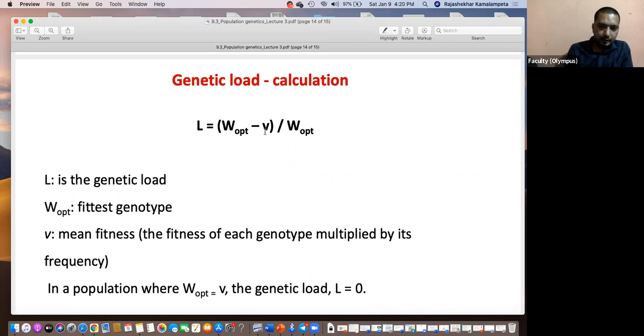And V, or mu, refers to the mean fitness, the average fitness of the population. So this is average fitness, this is optimal fitness. Optimal fitness minus average fitness, divided by optimal fitness or optimal genotype, gives rise to load. So load is basically a reduction in fitness, correct? This formula can be used for it.